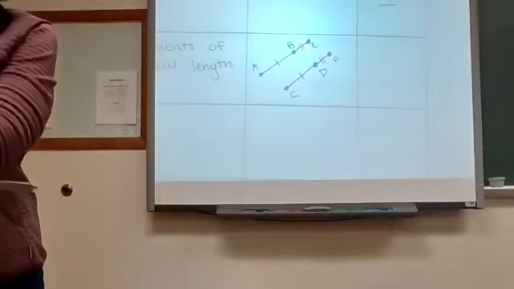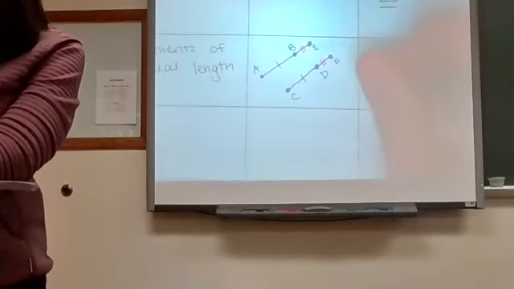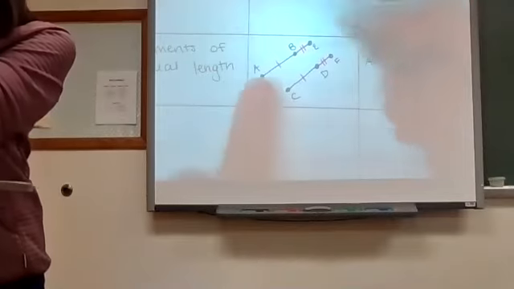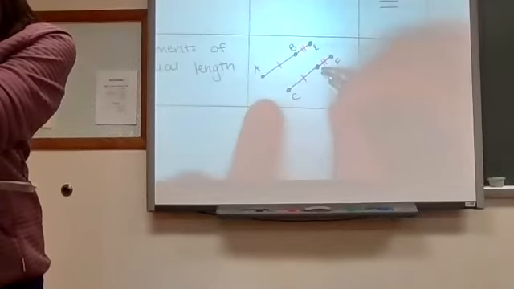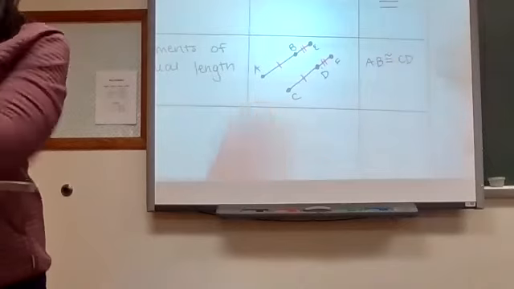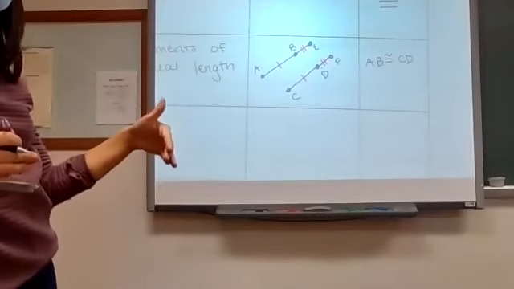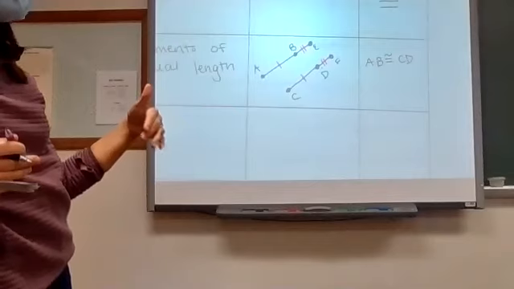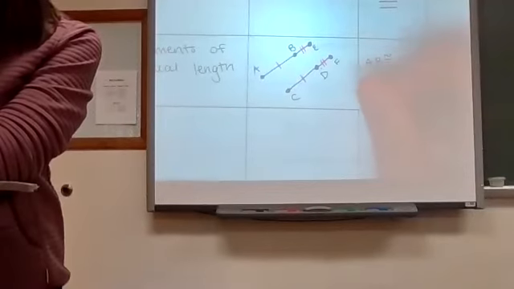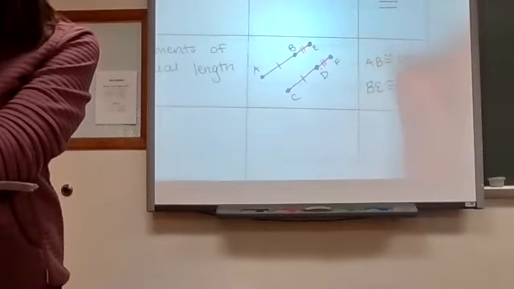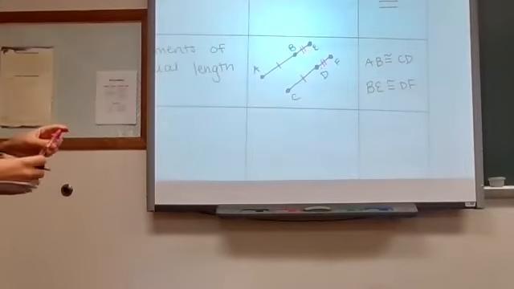And I could write that in a proof soon enough. I could say things like AB, from A to B, is congruent to CD, that they're the same length. And I can say that BE is congruent to DF. Okay, that's how I write that in a proof.